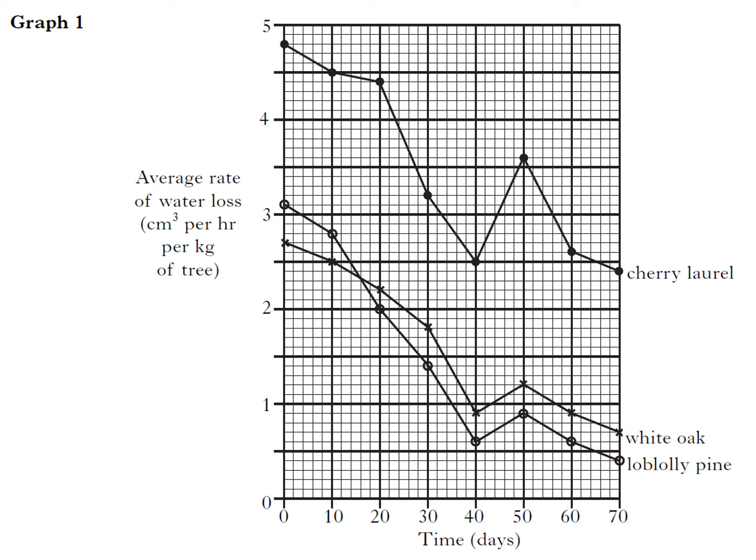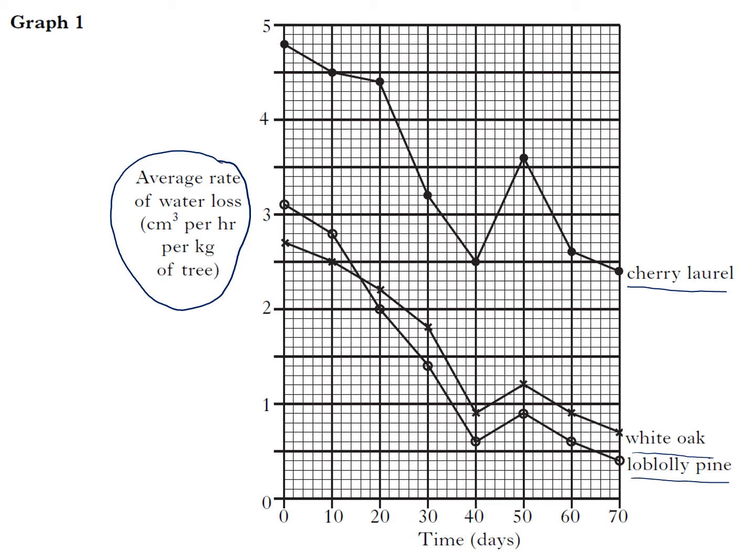Next one is the data. So you have quite a complicated graph. You've got three sets of lines here. So you've got the average rate of water loss in kilograms per hour per kilogram of tree. So that's so you can compare different sizes of trees. You've got three different types of tree. You've got the cherry laurel, the white oak and the loblolly pine.